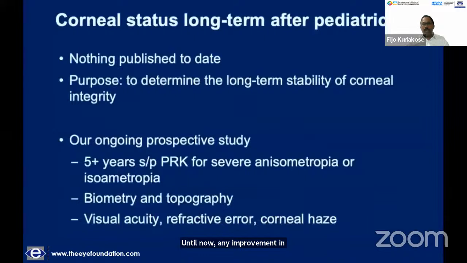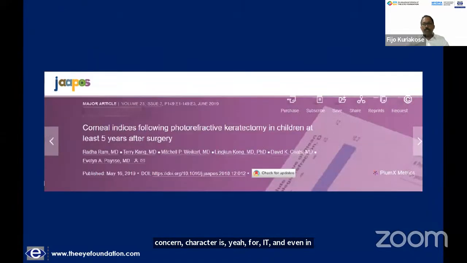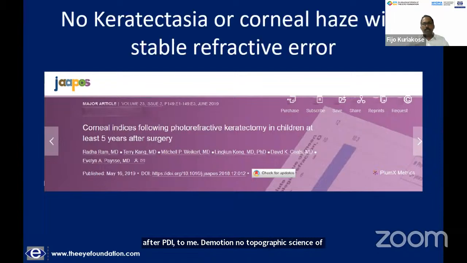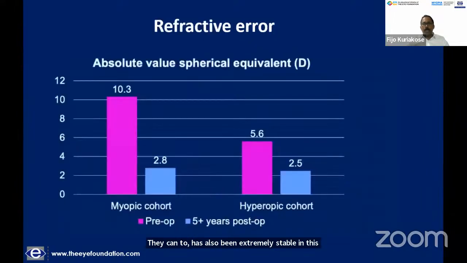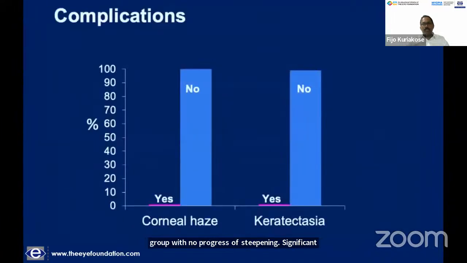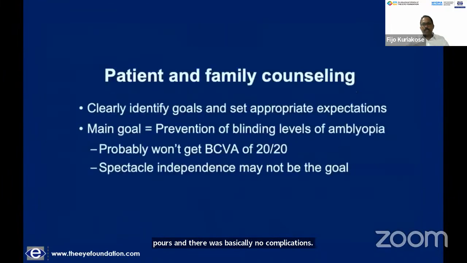So coming to everyone's main concern, keratoconus following PRK, even in adults, is extremely rare and has never been reported in children. This was a study on corneal stability 5+ years after pediatric keratectomy, demonstrated no topographic signs of keratoconus or corneal haze with stable refractive error. The keratometry has also been extremely stable in this group with no progressive steepening, significant improvements in both the myopic and hyperopic cohorts, and there were basically no complications. The patients had no corneal haze and there was no keratosis.